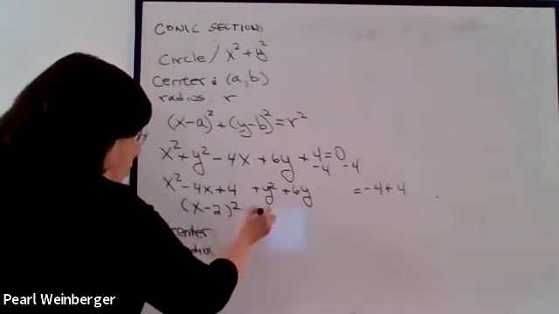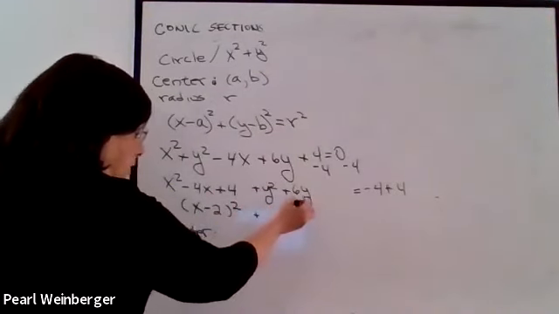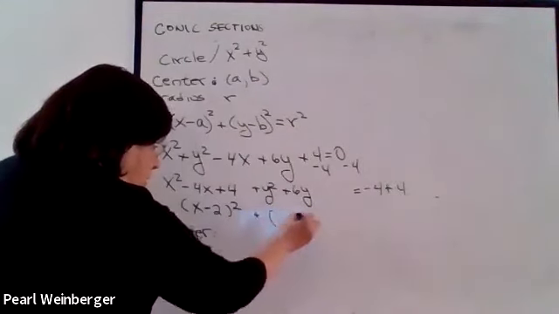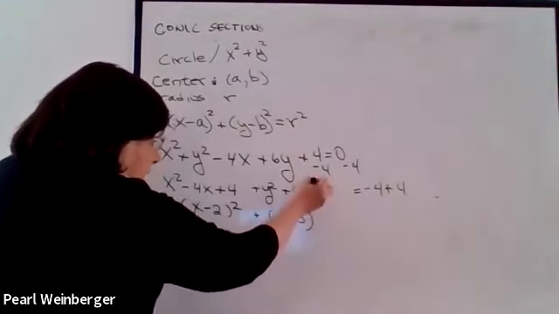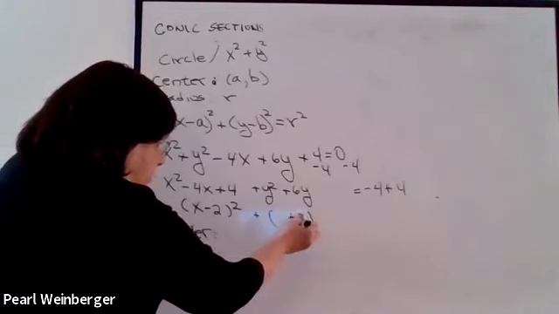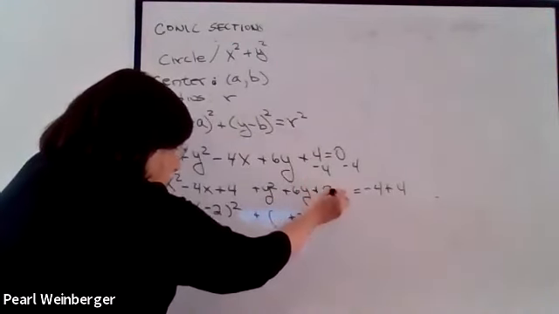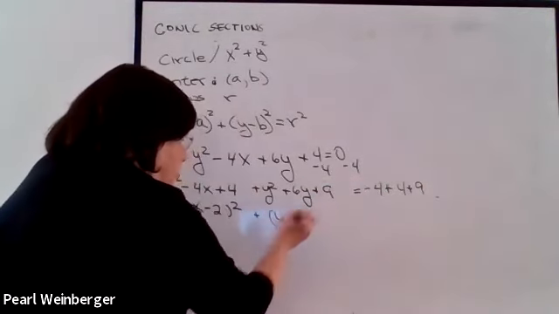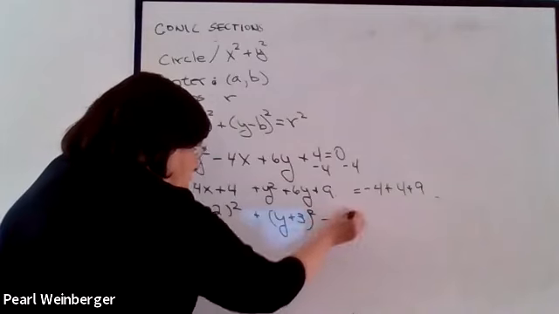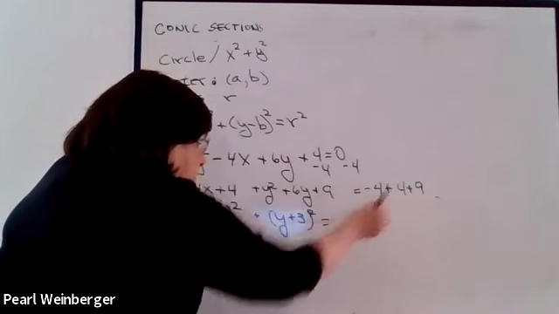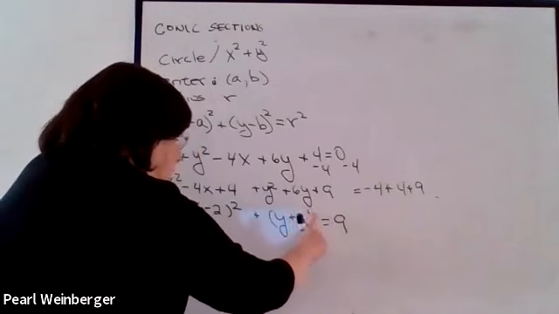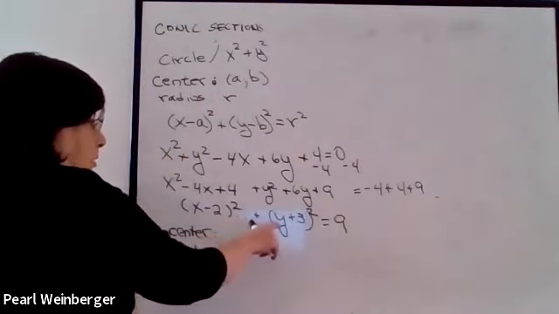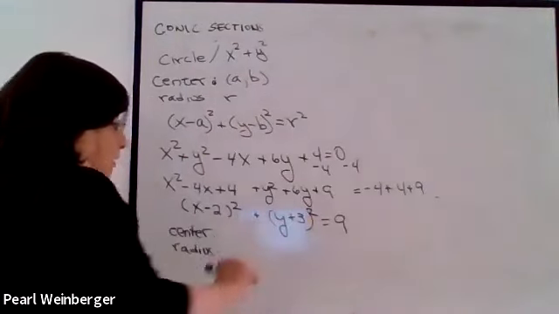Then we go to the y. Again, we're going to take half of this number, which is +3, and we're going to square it. 3 times 3 is 9. So I'm going to have to add 9 to both sides. And this becomes y plus 3 squared. And when I add -4 plus 4 plus 9, I get that my equation comes out to be x minus 2 squared plus y plus 3 squared equals 9.